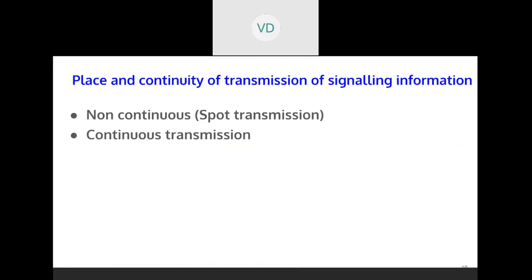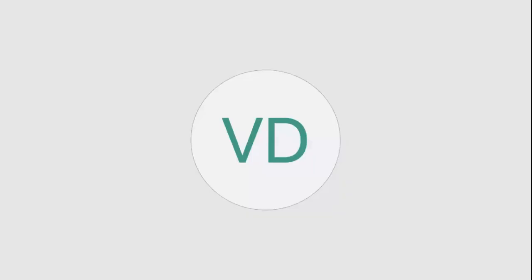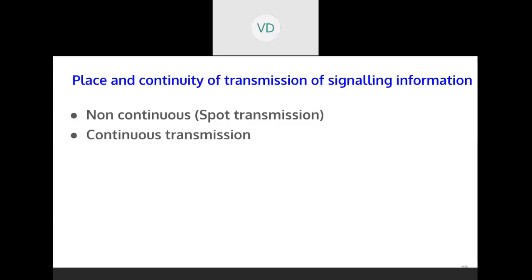The first category is place and continuity of transmission. How are they classified? Where do you transmit the information, and is it continuous or intermittent? Depending on that, the train control systems are classified. This is the first category: place and continuity of transmission.